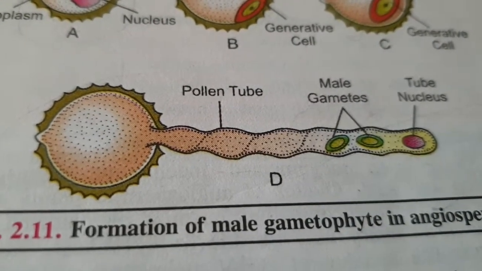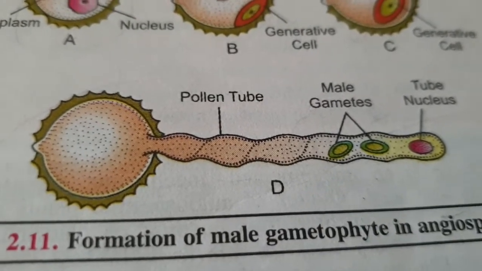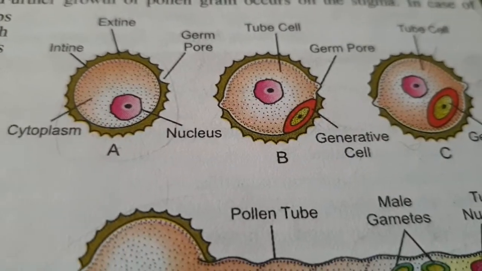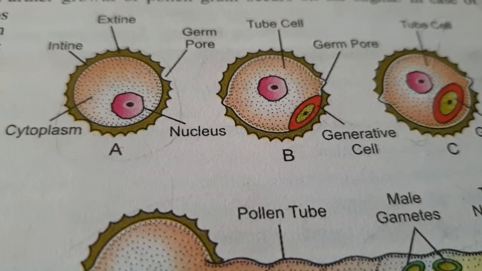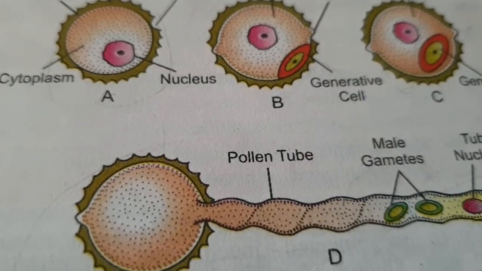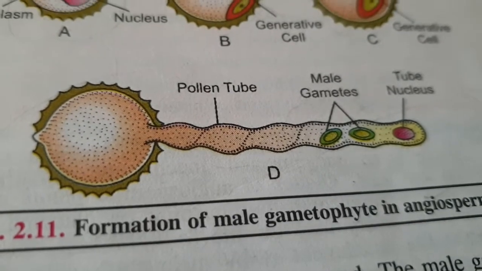This is a continuation portion of the microsporogenesis. Once the microspores are produced, they get matured. They develop and their cell divides, and finally the smaller cell, which is the generative cell, ultimately gives rise to the 2 male gametes.